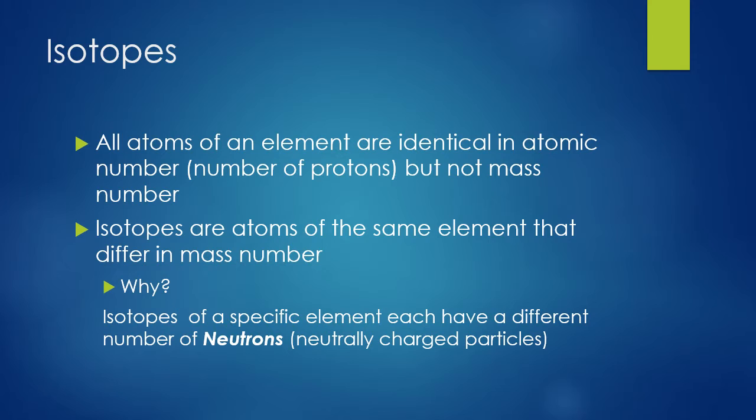However, there can be other atoms of iodine that have a different number of neutrons. And because they have a different number of neutrons, their mass number is going to change. Because remember, mass number is the protons plus the neutrons. So the protons might remain the same, but the neutrons could change, which affects that total mass number.